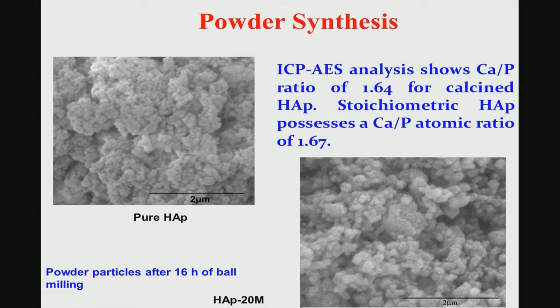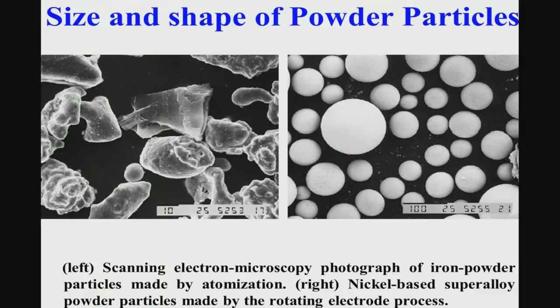This is the scanning electron microscope picture of the hydroxyapatite powders, and what you see are spherical shaped powders. Inductively coupled plasma atomic emission spectroscopy analysis can also be performed to see the Ca by P ratio. This Ca by P ratio is very important in the case of hydroxyapatite because it influences the biomineralization property of many hydroxyapatite based composites. For stoichiometric hydroxyapatite with the composition Ca10(PO4)6(OH)2, the Ca by P ratio is 1.67.